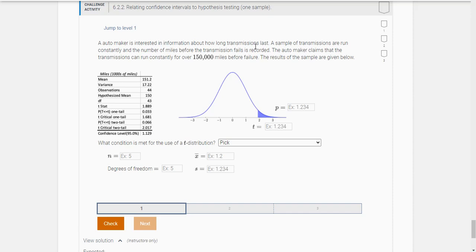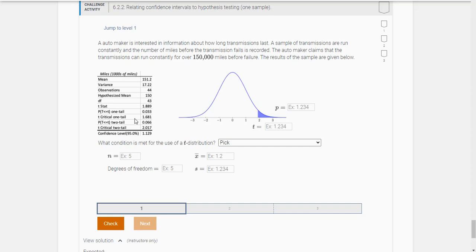An automaker is interested in information about how long transmissions last. A sample of transmissions are run constantly and the number of miles before the transmission fails is recorded. The automaker claims that the transmissions can run constantly for over 150,000 miles before failure, and the results of the sample are shown here. You're given some Excel output with a lot of information, and you have to answer all these questions based on this output.